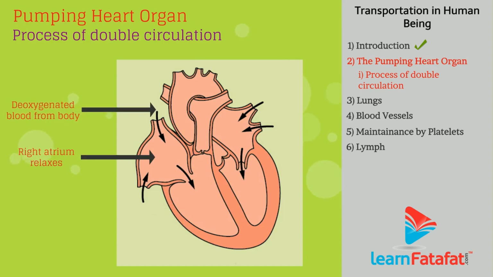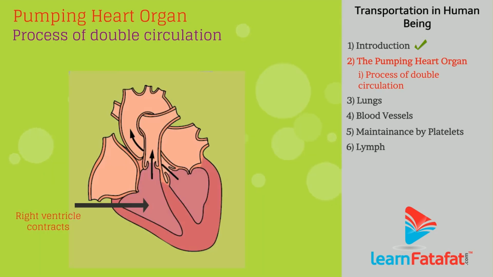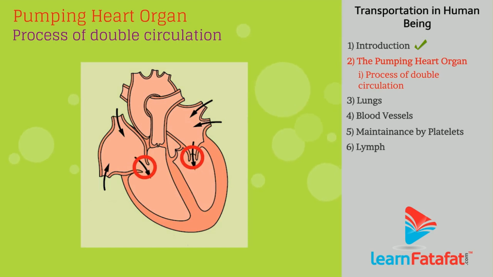Right atrium relaxes so as to collect deoxygenated blood coming from body in it. Right atrium contracts and right ventricle relaxes so as to transfer the deoxygenated blood to right ventricle. Right ventricle contracts, forcing the blood to be transferred to lungs. Valves present at the junction of atrium and ventricles prevent backflow of blood.